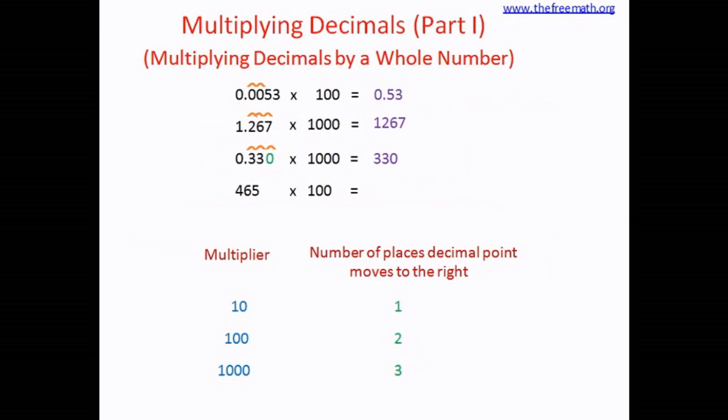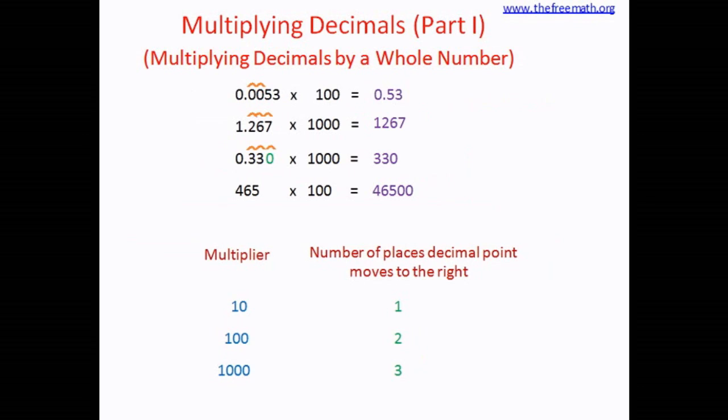The next one is 465 multiplied by 100. Now where is the decimal point here? This problem is not about a decimal number. This is just a regular multiplication. This is given just for fun, just to trick you. So let's do the multiplication like any regular multiplication. When you multiply by 100, you put 2 extra zeros. So the answer is 46,500.